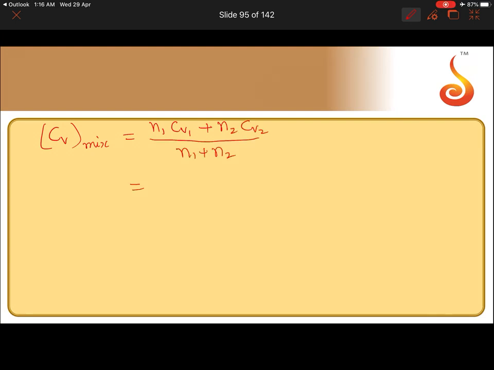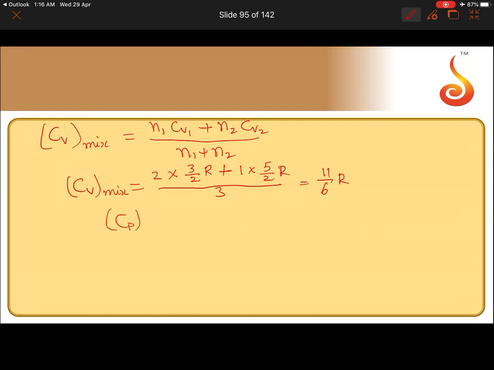So n1 is 2 moles of argon. For argon, Cv is 3 by 2 R because it is monoatomic, plus n2 is 1 mole of hydrogen. Hydrogen is diatomic, that is 5 by 2 R, divided by 2 plus 1 is 3. So this is 6 by 2, this is 5 by 2. So it will become 11 by 2, so it will be 11 by 6 R. This is Cv of mixture.